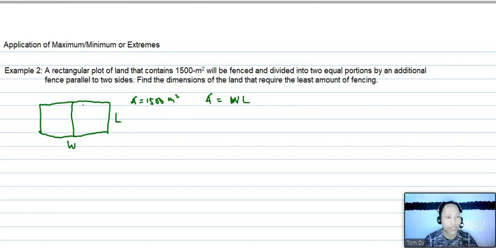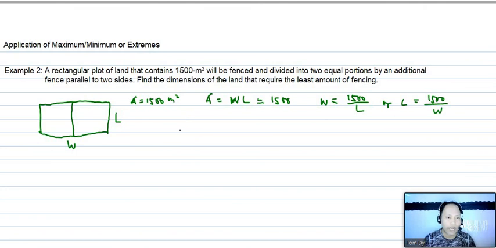or length times width, based on this part, which is equivalent to width times length is equivalent to 1,500. Okay, so if this is equivalent to 1,500, then we can rewrite that width from this equation, that is equivalent to 1,500 over length. Or we can make use of length is equivalent to 1,500 over width. So you can use this one or you can use this one.